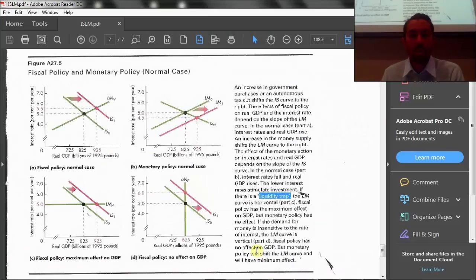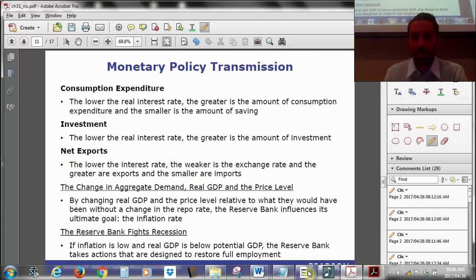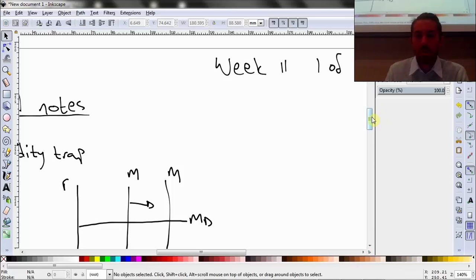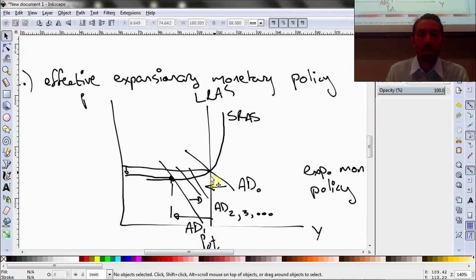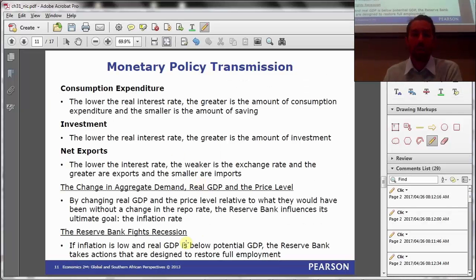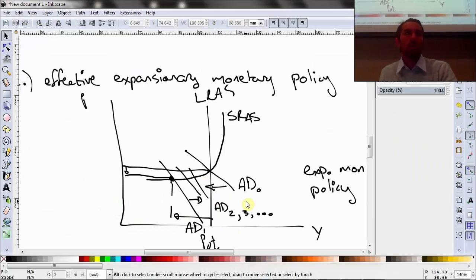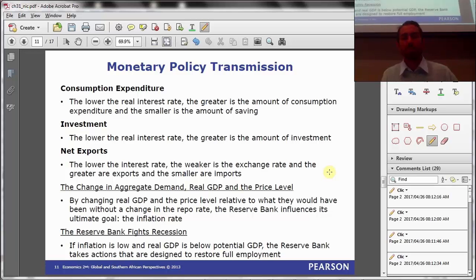Okay, how do we end up in that sort of situation? Remember, this tends to be how the economy operates. Prices tend to be stickier on the downside, below potential. So you can be below potential with very minimal changes in prices. So if we're below potential with low inflation, the Reserve Bank takes actions that are designed to restore full employment by increasing aggregate demand with minimal effect on inflation.